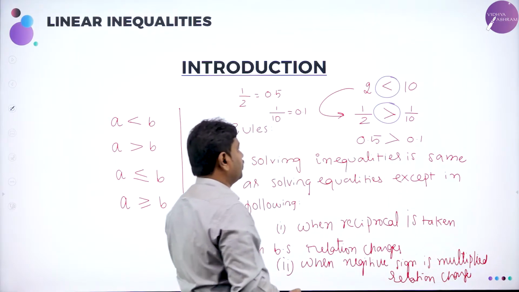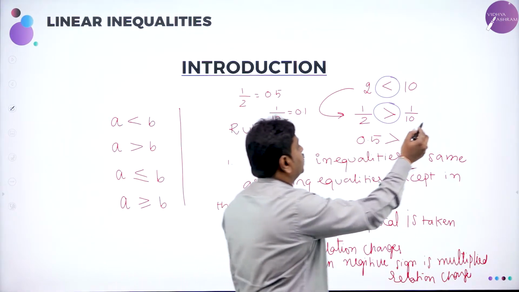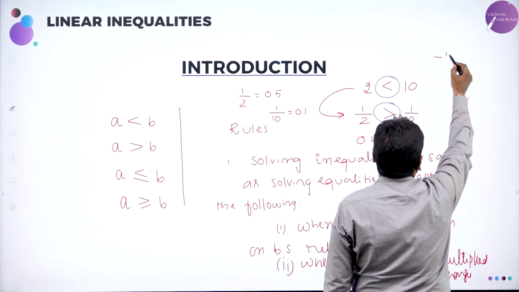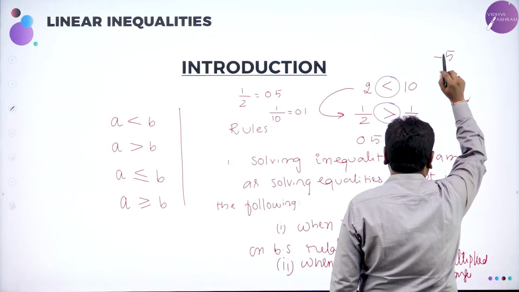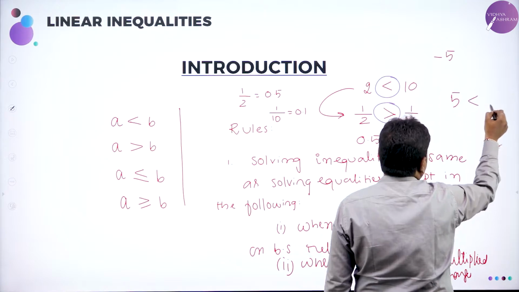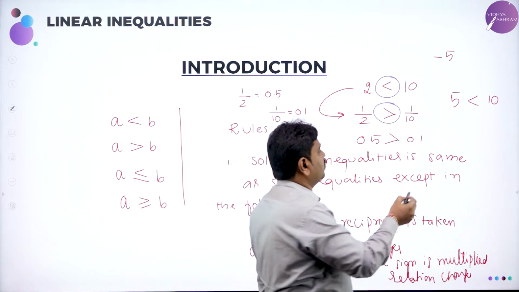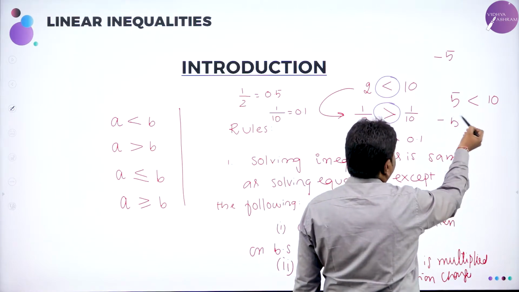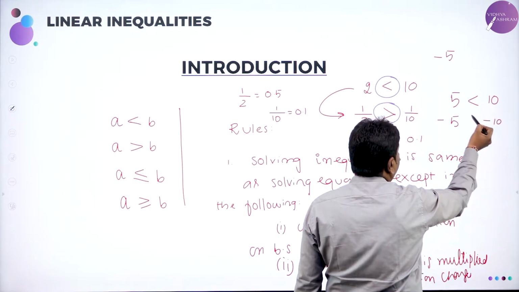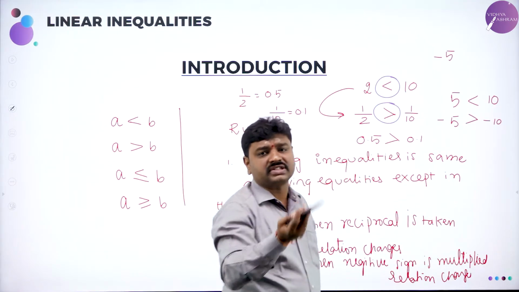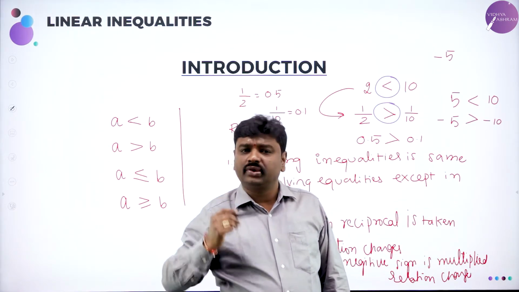For example, 5 is less than 10. Do you agree? 5 is less than 10. Multiply minus on both sides. If I multiply, minus 5, minus 10. But you know minus 5 is greater than minus 10. Negative 5 is more than negative 10.